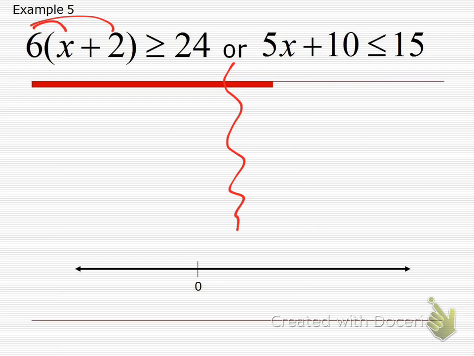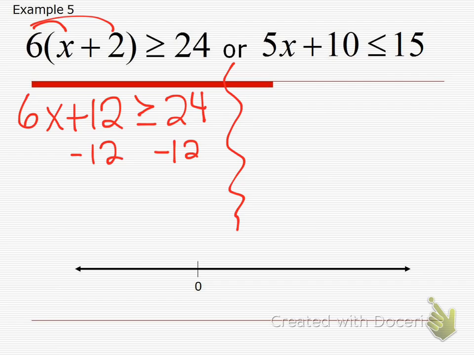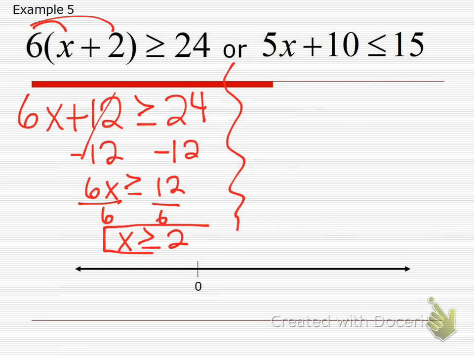The first one we distribute, we get 6x plus 12 greater than or equal to 24. Just like an equation, I would subtract 12. I would divide by 6. So x greater than or equal to 2. That's only half my solution though. Or, and then whatever I get on the other side.